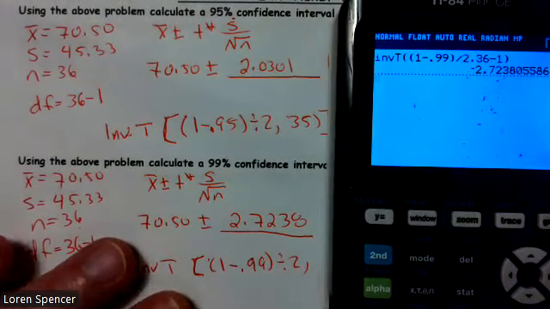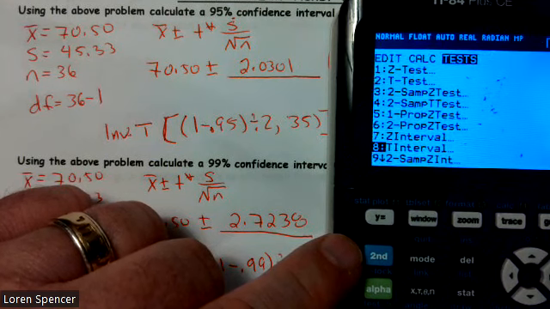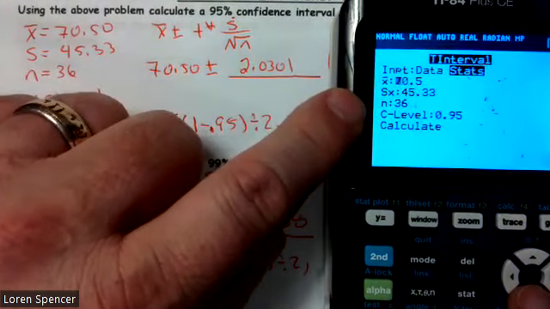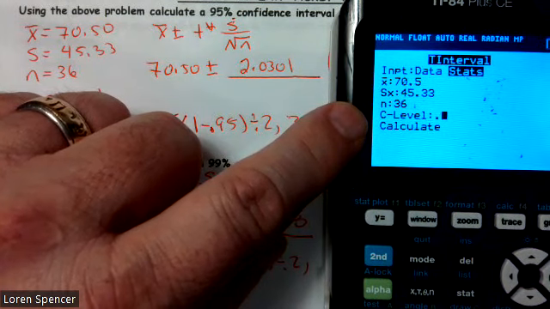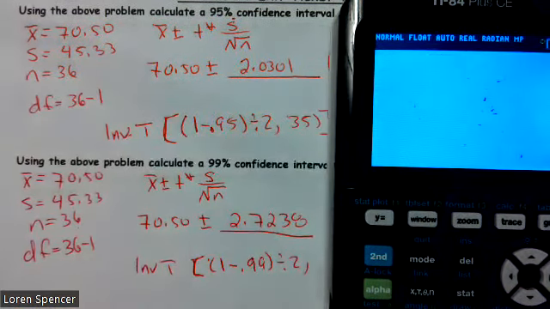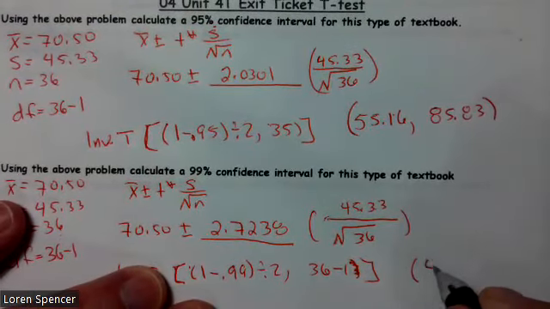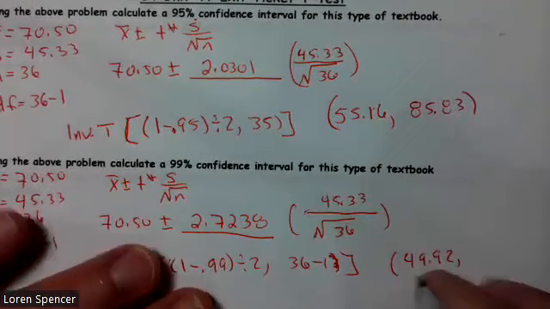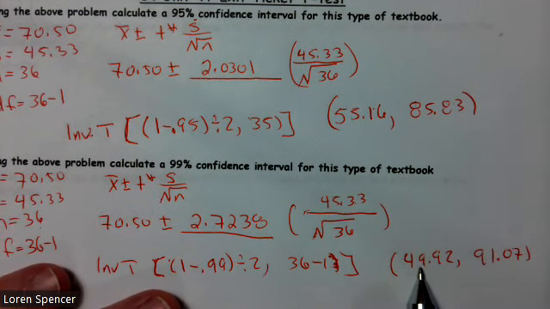All right, so stat, test, t interval. Sample mean is 70.5, sample standard deviation 45.33, n is 36, confidence level of 0.99. And we end up getting a low of $49.92 to a high of $91.07. So this interval is a little bit wider.